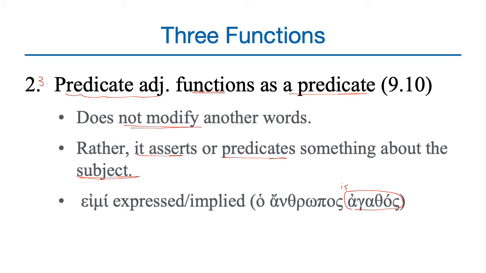So it goes with a subject in the sentence, but it doesn't modify another noun, but it predicates something about the subject. And often, you know an adjective is predicate when the form of eimi is either expressed or implied. You don't have to have eimi to know that it is a predicate adjective. In this sentence, ho anthropos agathos. This is the adjective which comes after. This is the subject of the sentence. Ho anthropos agathos. Literally, the man good. But here, you will have to include the man is good. The man is good. That is the predicate use of the adjective in Greek.